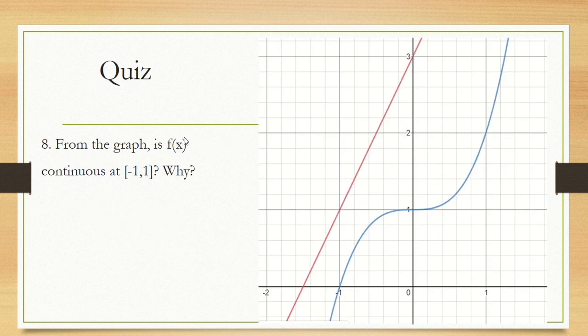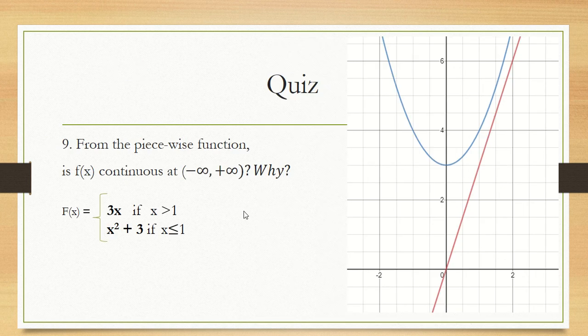Next, number 8, from the graph, is f of x continuous at -1, 1? Why? So, pag sinasabing continuous, it means wala siyang hole, wala siyang jump or discontinuity or cusp, automatic papunta siya doon. So, kung meron tayong x -1, 1, that means galing dito papunta dyan, yung graph ba natin continuous lang ba? Or meron siyang discontinuity? Bakit? For number 9, from the piecewise function, is f of x continuous at negative infinity to positive infinity, and why?